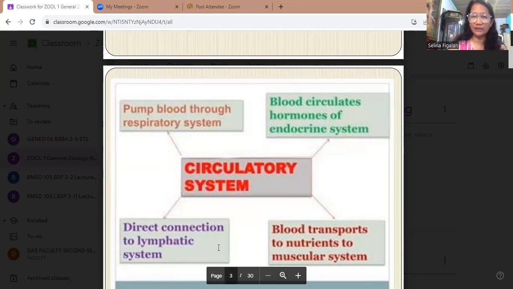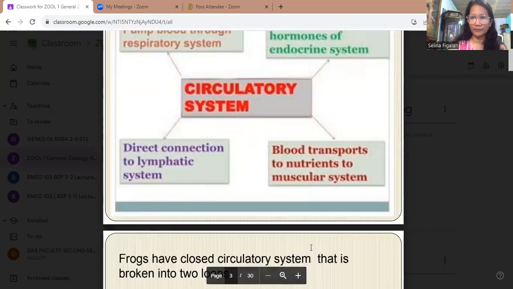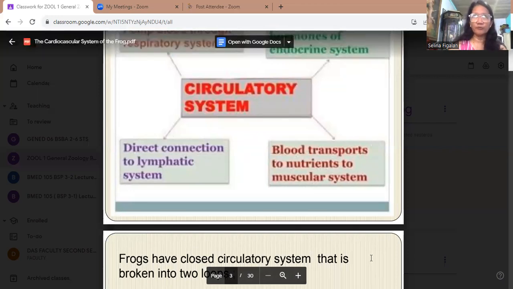Blood transports nutrients to the muscular system, also through the presence of blood. The nutrients are distributed into the bloodstream in order to be given to the different cells and organs of the body. You will also see this in our digestive system, which is the next lesson after this cardiovascular system. I don't want to elaborate on this more.